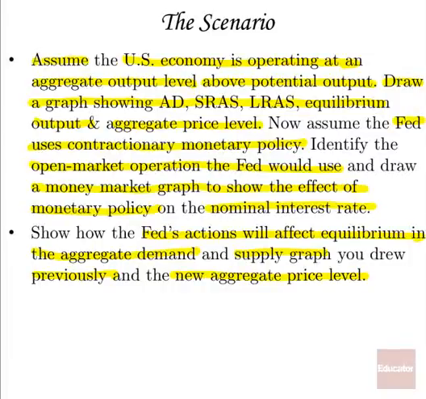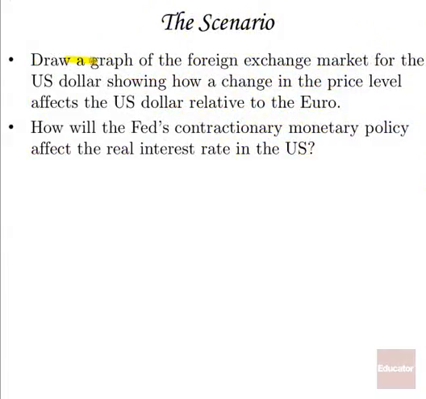We're going to go even further here. Draw a graph of the foreign exchange market for the US dollar showing how a change in the price level affects the US dollar relative to the euro, and how will the Fed's contractionary monetary policy affect the real interest rate in the United States. If you're able to get this down and draw it on one graph, no problem, then you're well on your way to a 5 on the AP macro.